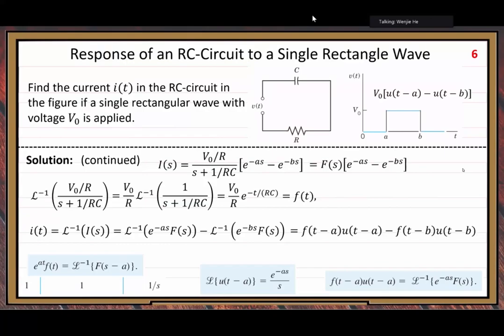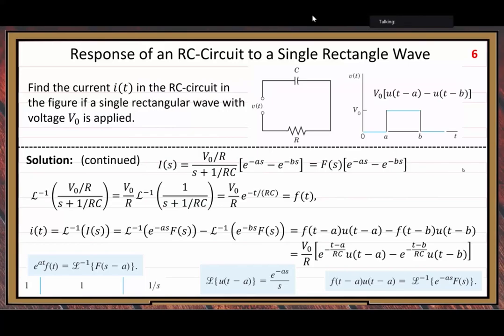Little f of t minus a, then you plug in, so you get into the little f function. So the specific expression is like this. That's your final solution. Okay? For the final solution, you need to use the Heaviside function.